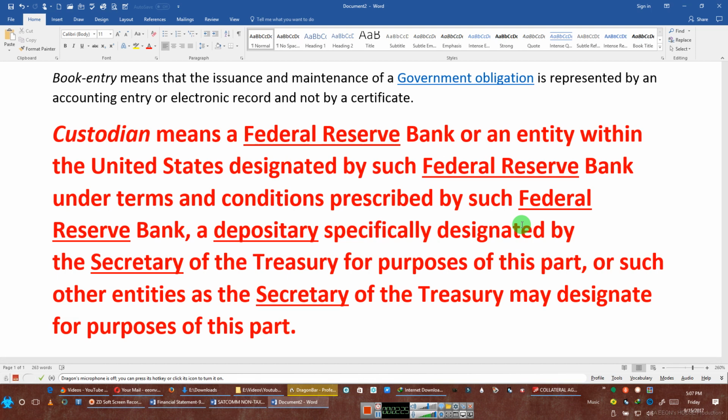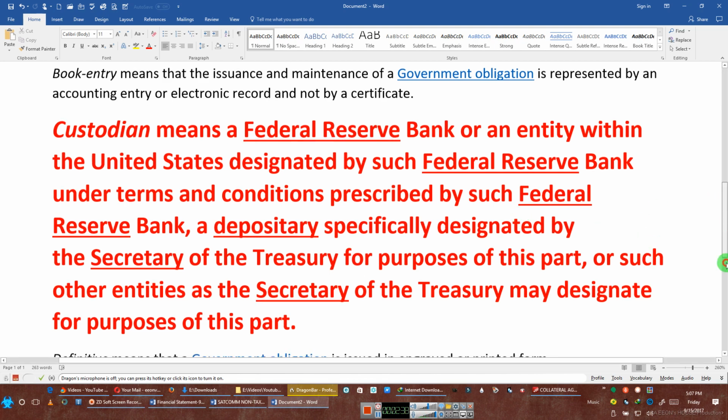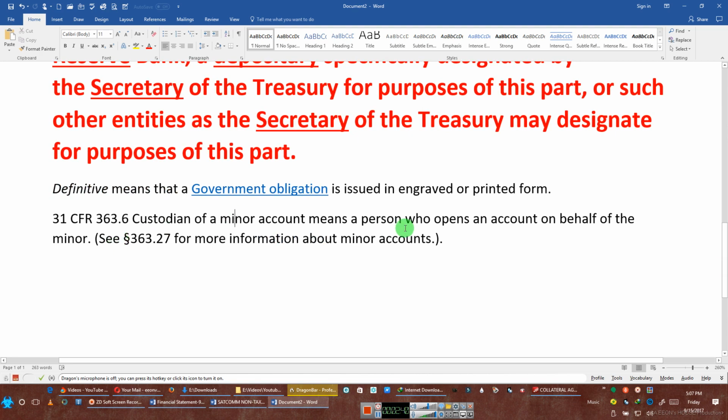However, those of you who have been trying to access this account have not been accessing this account properly. How? Because you don't have the right. Why are you saying we don't have the right? Well, simply because of this. Pay attention. Do you see where it says custodian means this?